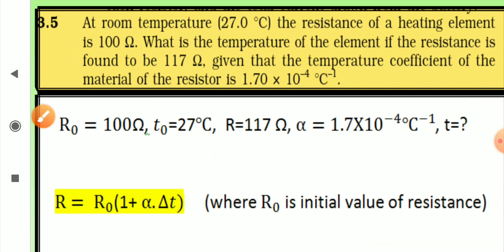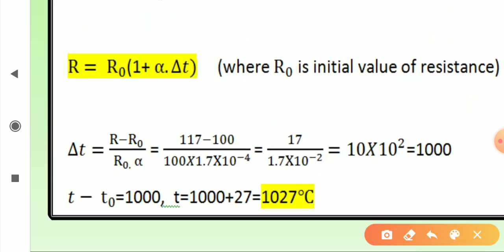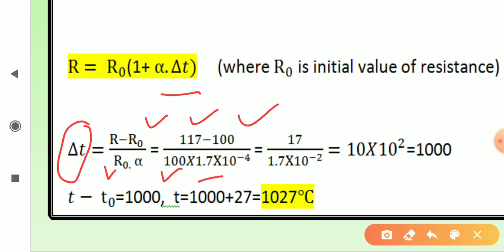So now from this relation only, keep this delta T on the left hand side and take all other things on the right hand side. You will get delta T = (R minus R naught) upon R naught into alpha, right? And putting the values, R is 117, R naught is 100. See, final resistance minus initial resistance upon initial resistance 100 into value of alpha, which is 1.7 × 10^-4. Now simplifying it, the numerator becomes 17.